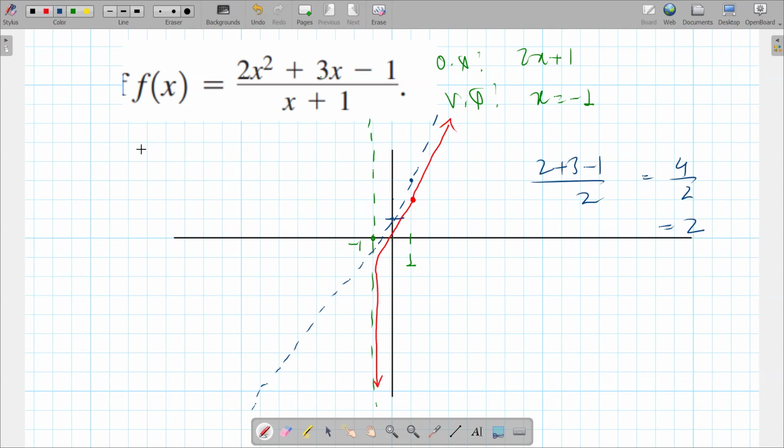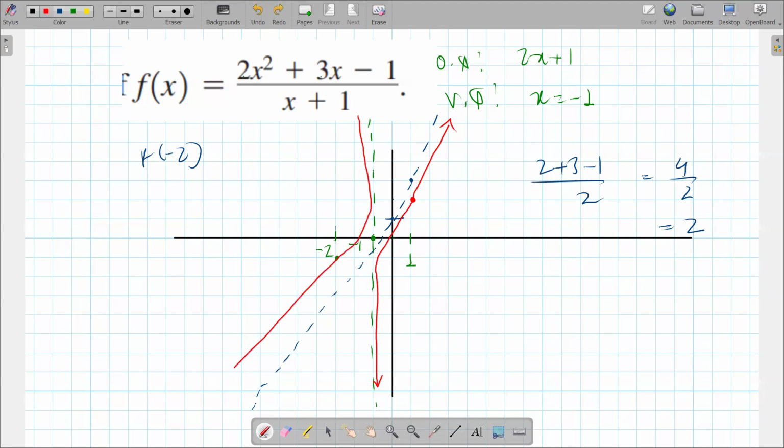I'm just going to quickly check for f of negative 2. I want to see if I'm here, here, or here. So I'm going to plug f of negative 2 in there, which gives me 2 times 4 plus 3 times negative 2 minus 1, divided by negative 2 plus 1, which gives me negative 1. So at negative 2, I'm at negative 1, like that. So my function must look something like this. It must ride the asymptotes, right?